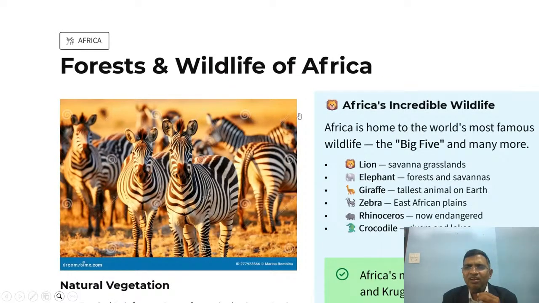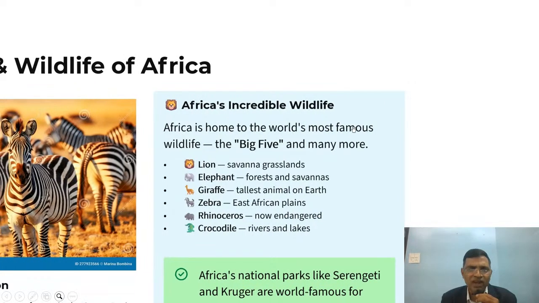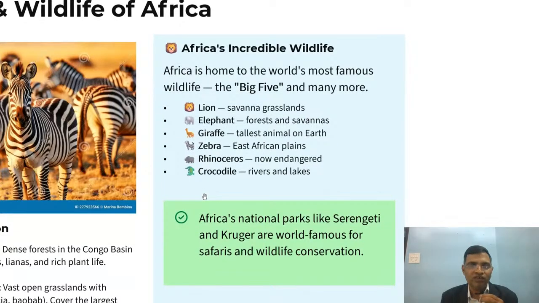Then we have the incredible wildlife in Africa. Africa has the most famous wildlife, the big five and many more. Lion, which we will find in savanna grassland in Africa. Then elephant, in forest and savanna. Then giraffe, the tallest animal on the earth, found in Africa. Then zebra, found in the East African plains. Then rhinoceros. It is very endangered. It is simply vanishing. Then crocodiles, which are found in rivers and lakes.